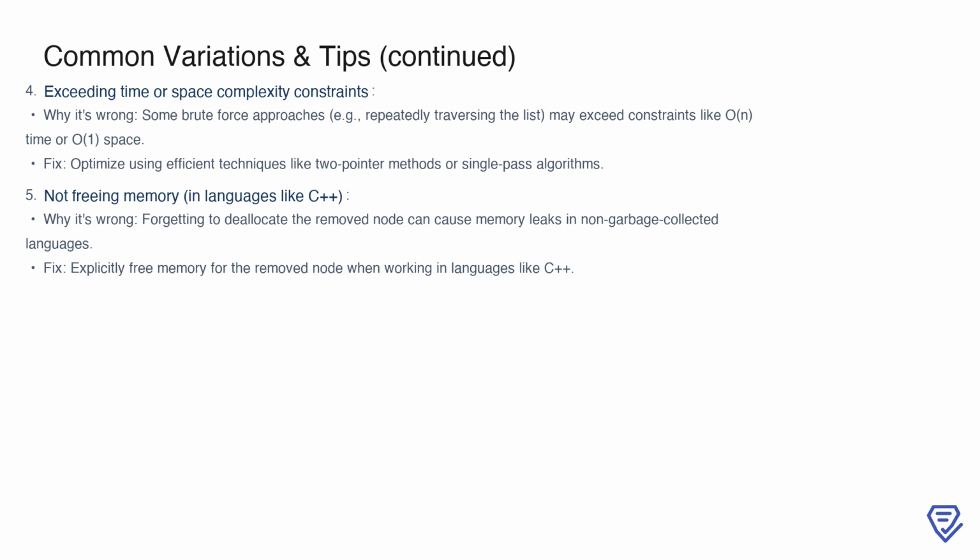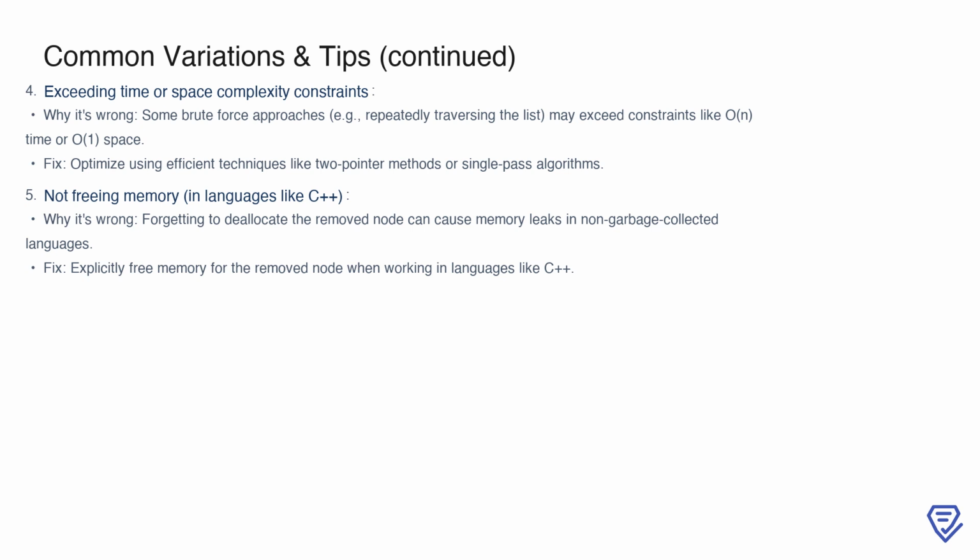In addition to the previous mistakes, exceeding time or space complexity constraints is another pitfall to be mindful of. For example, brute force methods that repeatedly traverse the list can exceed time limits, especially for larger inputs. To avoid this, focus on efficient techniques like the two-pointer method or single-pass algorithms to ensure your solution stays within O(n) time and O(1) space.